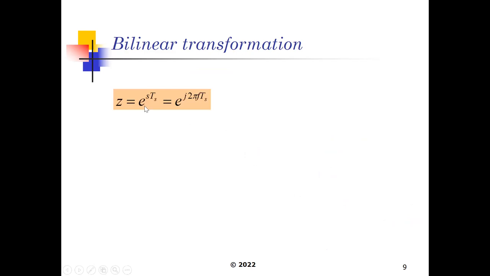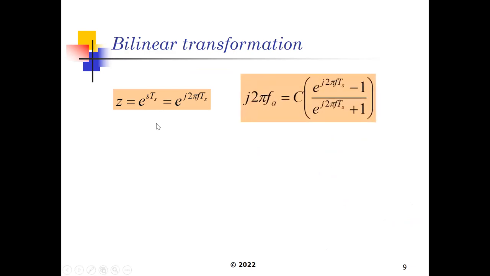z is equal to e to the sTs, which is where the bilinear transform started. Remember, s is j 2 pi F. So if I make the substitution, remember I have C times (z minus 1) over (z plus 1), z is e to the j 2 pi F over Fs. This is the unknown here for the time being. This is where we want the responses to match. So the response at FA is supposed to match the response at F. So we make the substitutions here and we solve now for C.